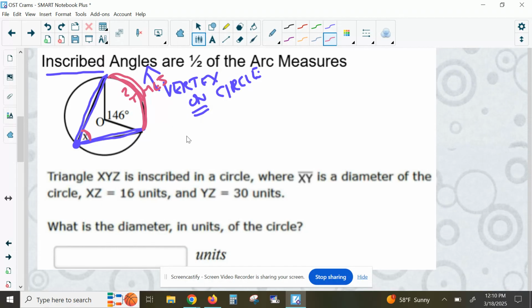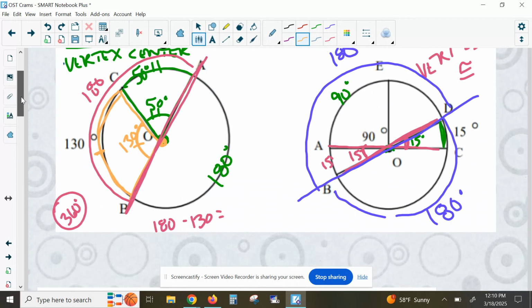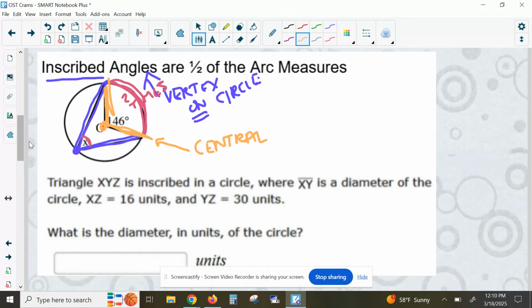Okay, but we do know some stuff from what we just did. You see this angle right here? The vertex is in the center, so this orange one is a central angle, right? Central angles are equal on the inside and the outside, which we just did in the last problems. So I have that 146, so that means this pink part out here is also 146 because it's going to match the inside and the outside.